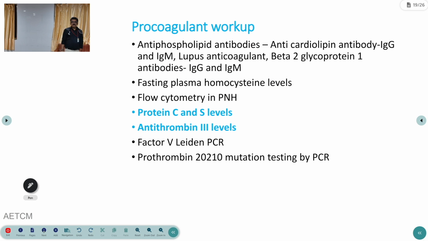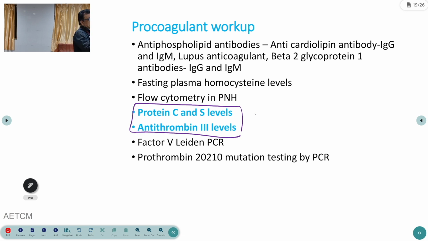Now, procoagulant workup. Whenever there is an unprovoked pulmonary embolism or DVT, like the patient is not having any travel history, not on any drugs, hormone replacement therapy is not there, then you have to go for procoagulant workup. So antiphospholipid antibodies, plasma homocysteine, PNH should be ruled out, factor 5 PCR should be done, prothrombin 3 should be done. But remember, protein C, protein S, antithrombin, these three investigations also should be done.